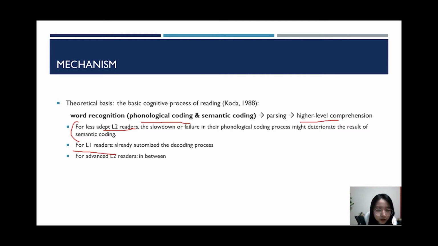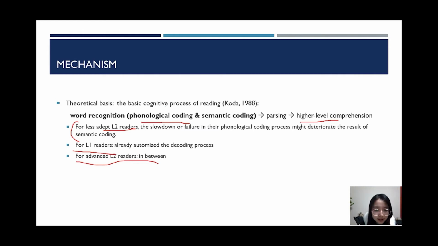Now, for advanced L2 readers, we think they're in between, so they can process the text more quickly and easily than the elementary L2 readers, of course. But the process may not be as automatized as L1 readers during silent reading, so that they neither receive assistance from the phonological information of RL, nor have the ability to process higher level cognitive activity like L1 readers. So the RL shows no effect on them in the end.